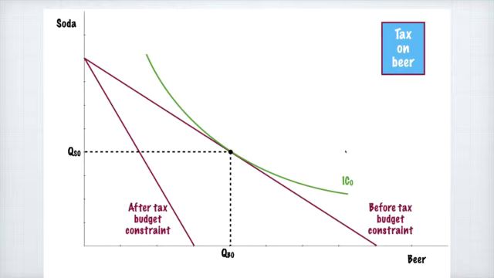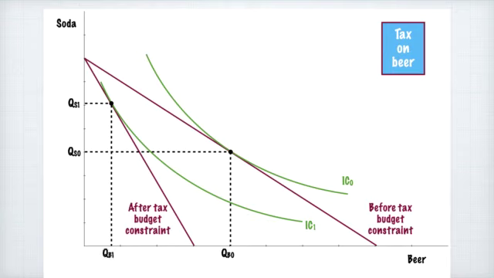We want to see what the utility maximizing combination of beer and soda is. So that's going to be where the new budget constraint is just tangent to an indifference curve, and this new equilibrium is here. It's at the quantity of soda QS1 and the quantity of beer QB sub 1.